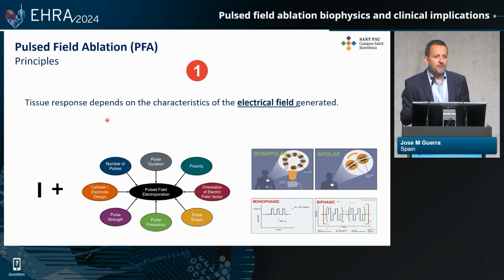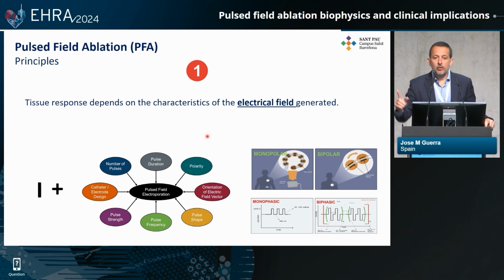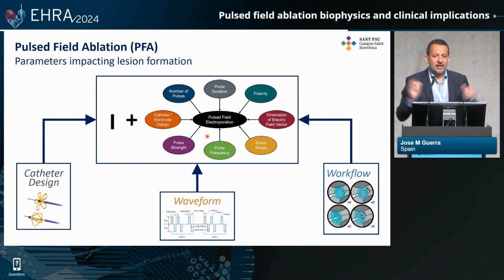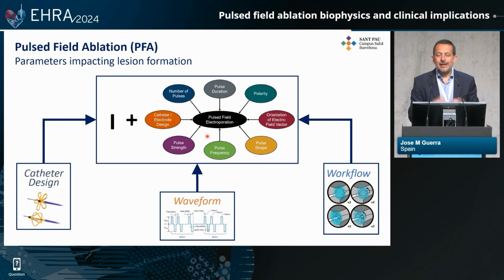When talking about PFA, we have to count on principles. The first principle of PFA is that the tissue response depends on many variables. With radio frequency, you have one energy. With PFA, we have many ways of giving energy. When you put all these variables together, you can group them; some companies use this kind of three-leg aggregation of variables.